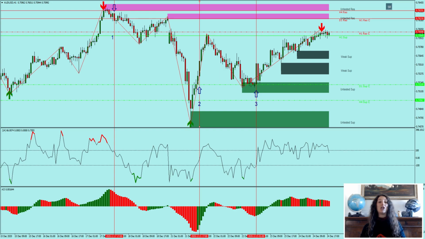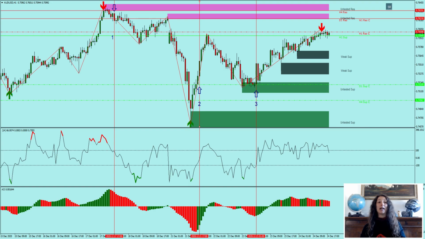AUDUSD H1, 2 buy and 1 sell orders. First, sell: the price reacts in the resistance zone, starting to move down. The movement is confirmed by the CCI 14 less than 100 and by the OSOM, which has a red bar.